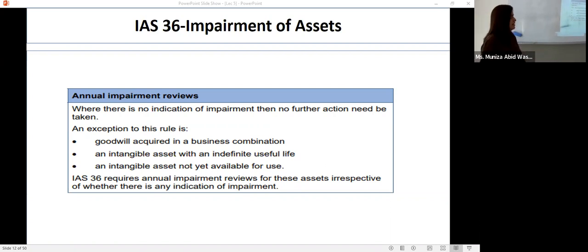Then intangible assets with an indefinite useful life and intangible assets which are not yet available for use. IAS 36 requires annual impairment reviews for these assets irrespective of whether there is an indication of impairment. And for the rest of the assets, first we have to consider the indicators of impairment. And only if there are indicators of impairment, then we are going to conduct an impairment review. Clear to everyone?